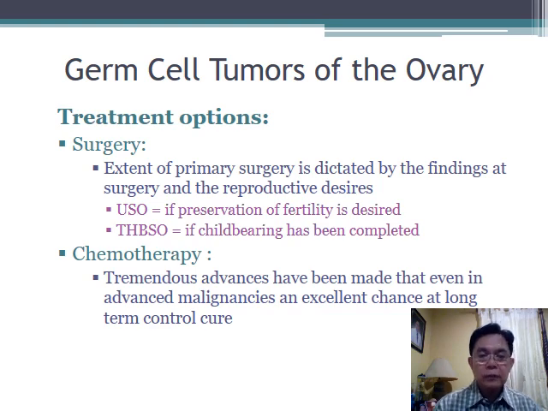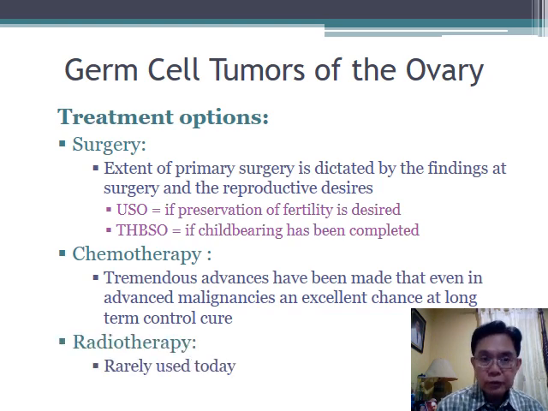Chemotherapy has also been used in germ cell tumors. In fact, it was found that germ cell tumors are very sensitive to chemotherapy, and that is why unilateral salpingo-oophorectomy is already a good treatment associated with adjuvant chemotherapy, and they have excellent long-term survival.